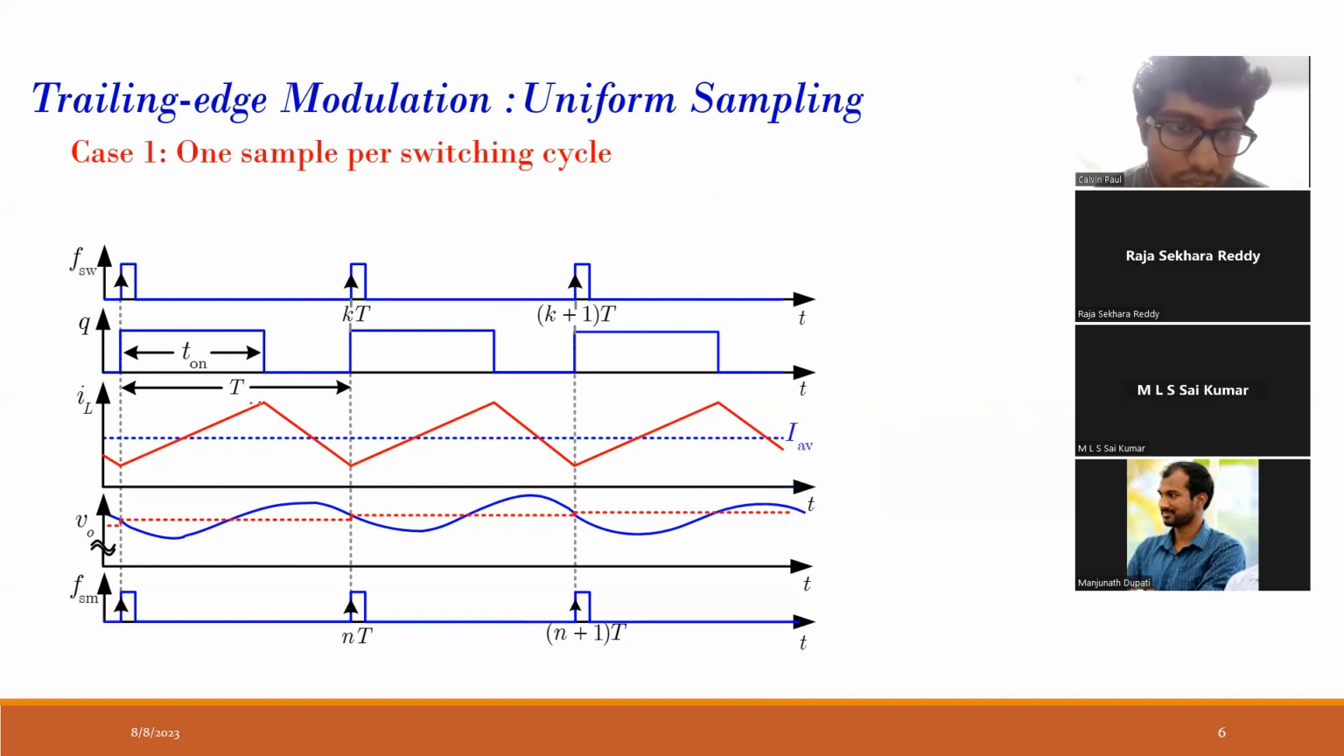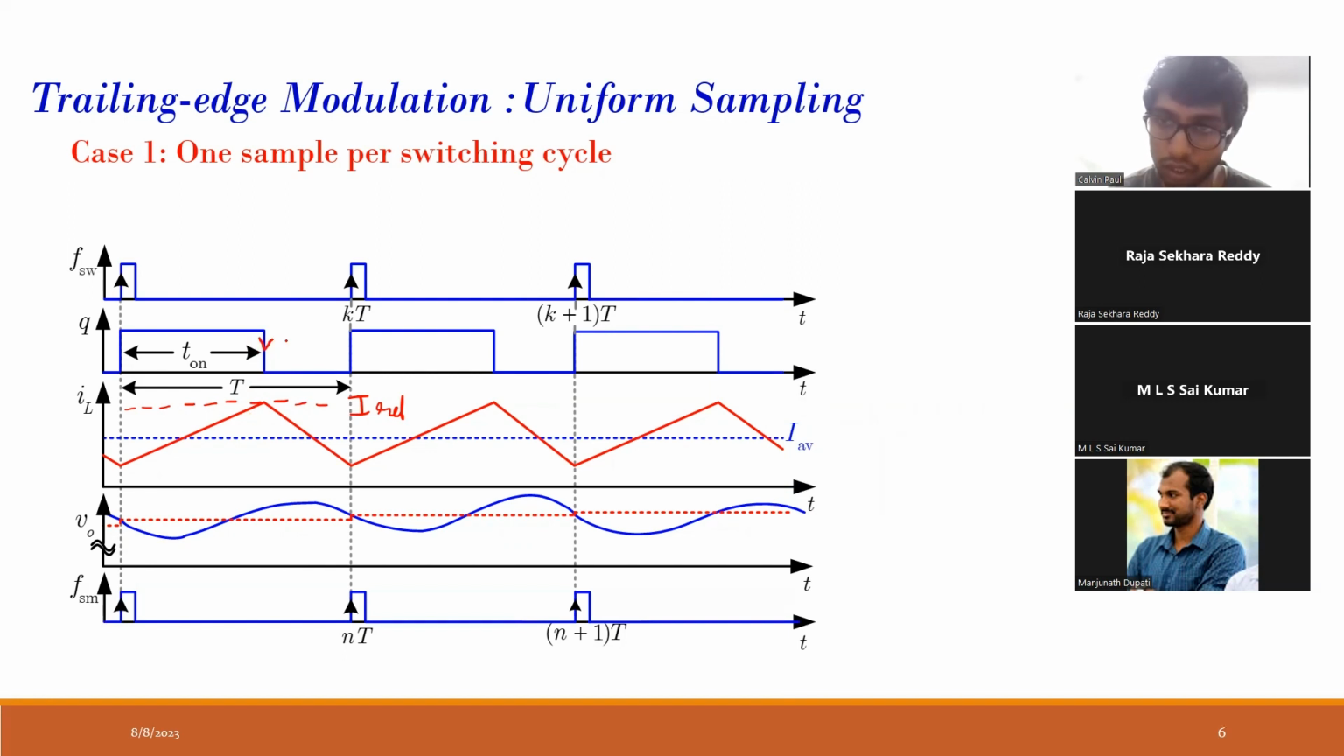There will be this peak reference value. This is the peak reference value. This is your I ref, and this is your inductor current. When the inductor current reaches this reference value, it gives the signal, it resets this Q, and this Q falls.